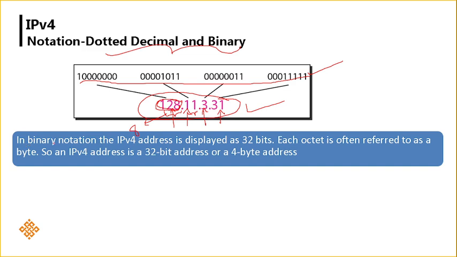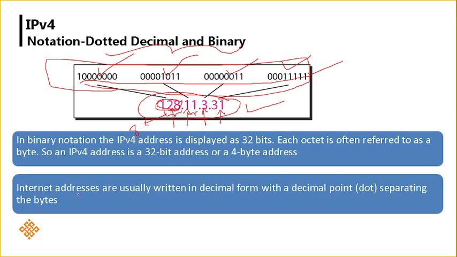So the same thing is written here in binary notation. The IPv4 address is displayed as 32 bits. Each block consists of 8 bits. 8 into 4, 32. So each octet is often referred to as a byte. So this is nothing but a byte, where it consists of 8 bits. So an IPv4 address is a 32-bit address or a 4-byte address. And as I told you, the decimal form is represented by a dotted decimal form, where each dot separates the bytes. So this is 1 byte. So totally there are 4 bytes.